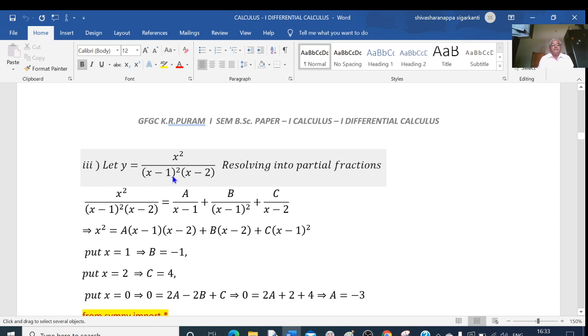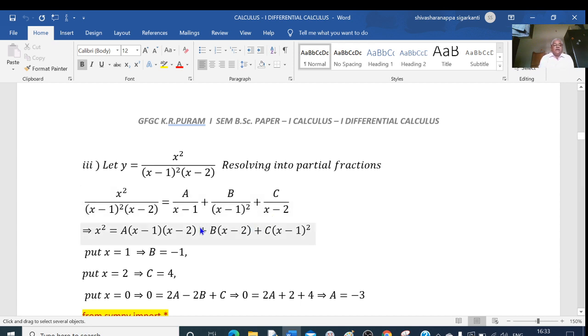In the denominator, this is the repeated linear factor and this is one linear factor. For a repeated linear factor, what we need to do is write a constant divided by one factor plus another constant divided by its square. Plus, with respect to this, I have to write another constant c divided by x minus 2. So x square by x minus 1 whole square into x minus 2 can be written as a by x minus 1 plus b by x minus 1 square plus c by x minus 2.